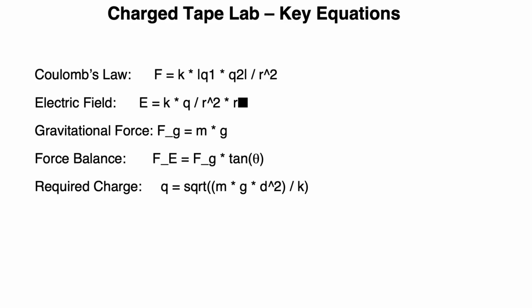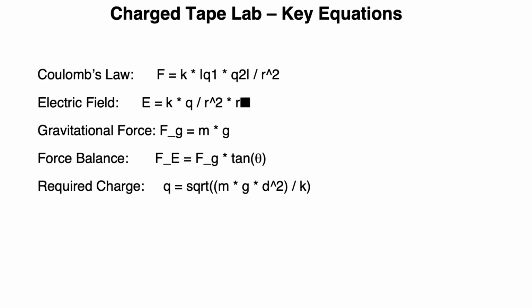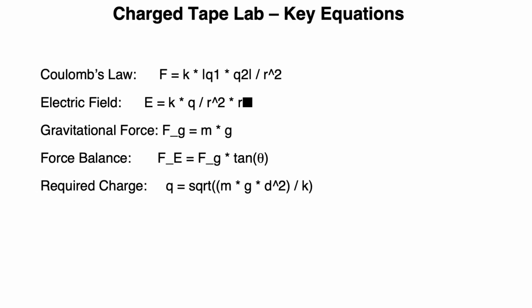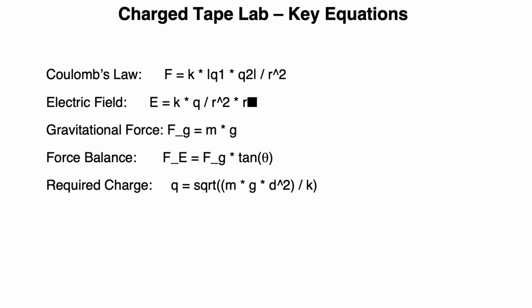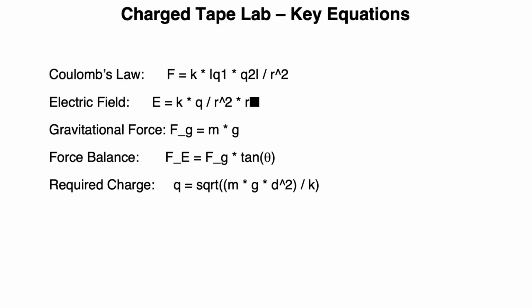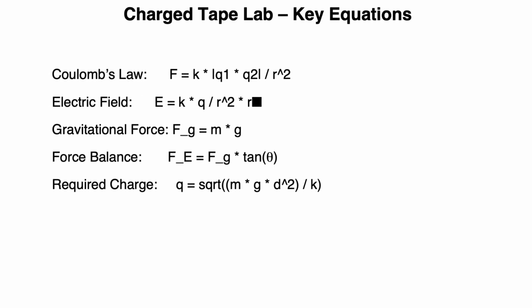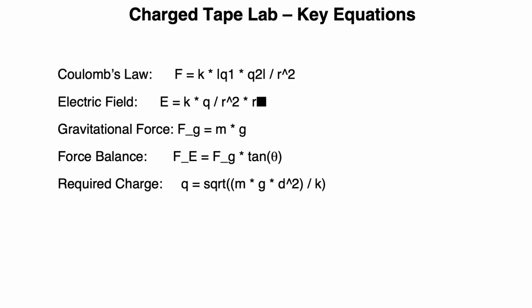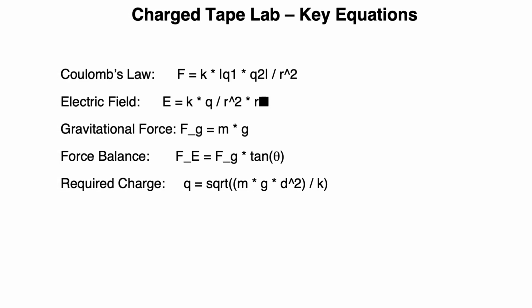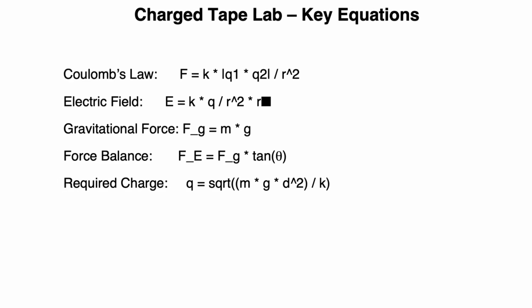The main equation we used is Coulomb's law, which is kq1q2 over r squared. We also used the electric field equation, which is kq over r squared, r hat. And we also balance it with gravity, which is Fg equals mg. This allows us to calculate the charge needed for two tapes to repel each other and reach equilibrium.